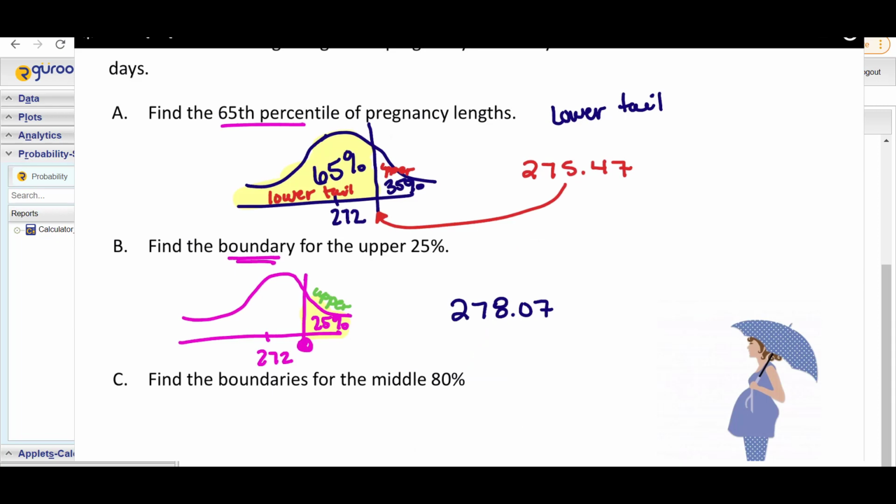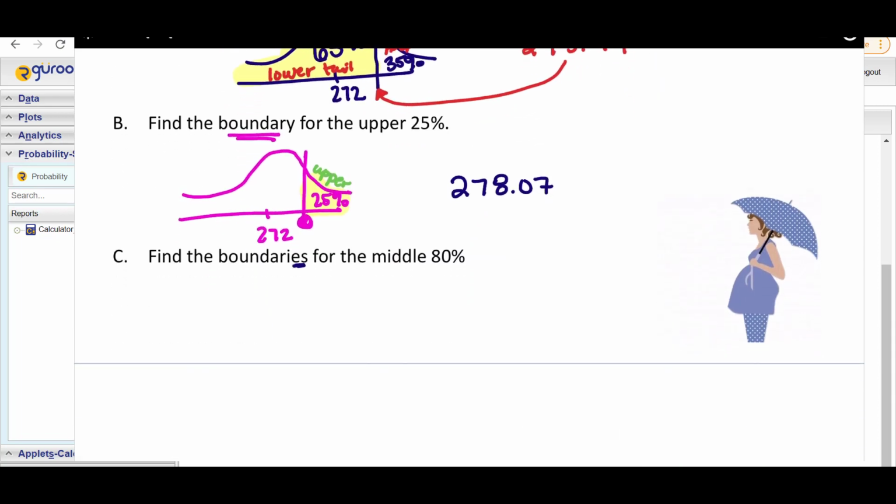All right, so it says find the boundaries, plural, for the middle 80%. So what they're saying is 272 is in the middle, and they want us to find the boundaries for this center section, this 80%. So the lower boundary and the upper, they want us to find two boundaries. If they give us the left boundary, or the lower tail, the upper tail, it's not a big deal. It's actually pretty easy and quick to do. When they give you an in-between, they are going to ask you for the upper and the lower tail.